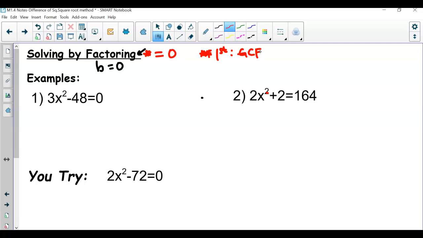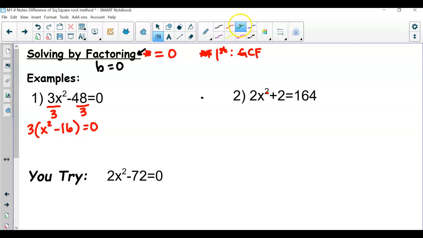So like in example 1, our equation is equal to 0. So we're good on that part. Do we have a GCF? Yes. Notice how I can divide both terms by 3. So we're going to take out our GCF here, and we're left with, well, 3 divided by 3 is just 1, so x squared, then minus 16 from 48 divided by 3, is equal to 0.